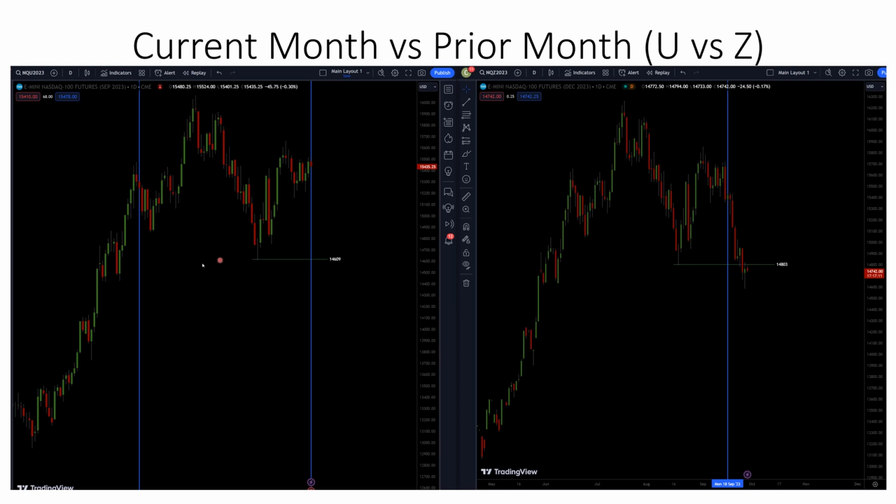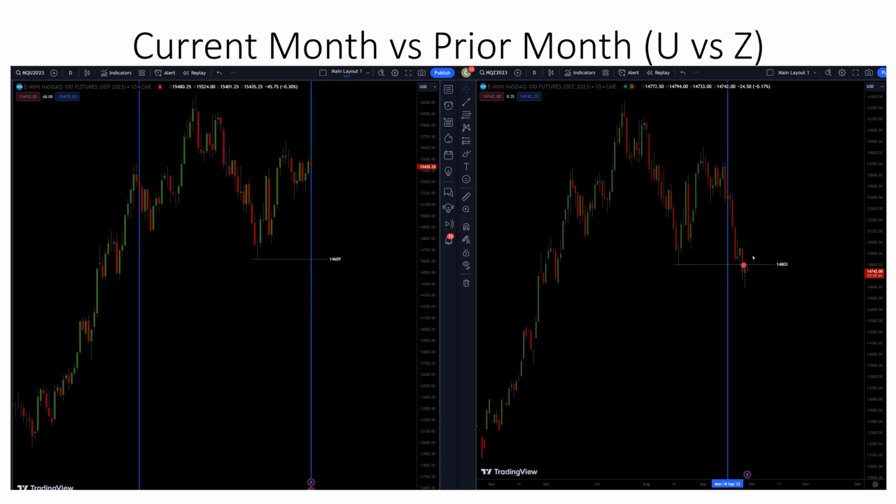At the time, this is the real swing low, because in between these two boxes was when this NQU contract was the current contract. It had the most volume. That's where all the volume was trading in the market. So all this price action between these two blue lines is relevant. Anything previous to that blue line is irrelevant. So this swing low, 14,609, is the real swing low.